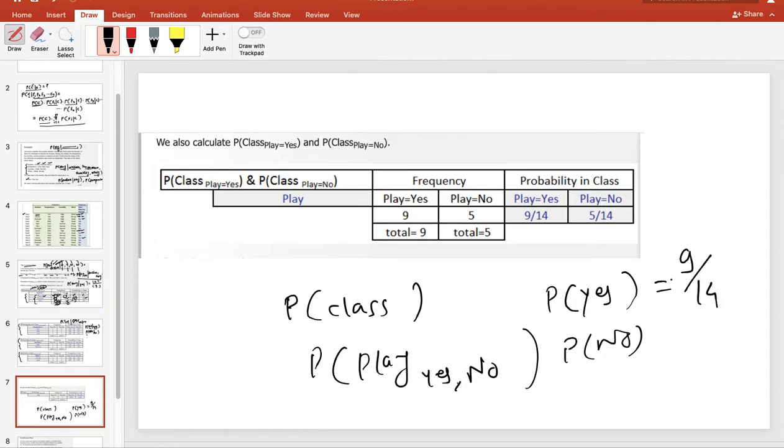So we played 9 days out of 14, and the probability of no is that we did not play on 5 days out of 14. So that's the idea here. We need to compute this also.